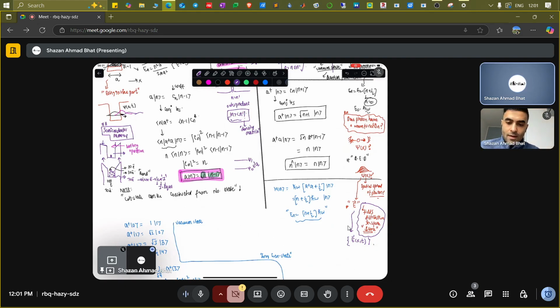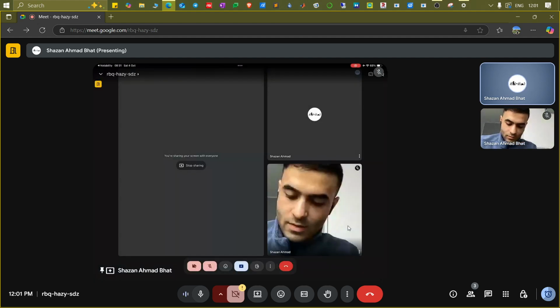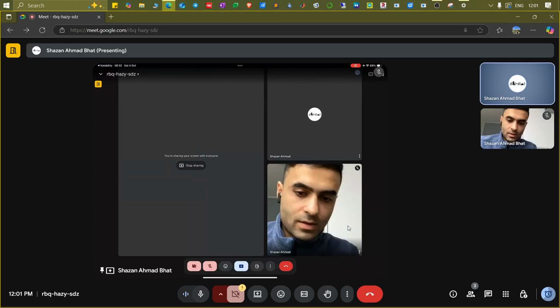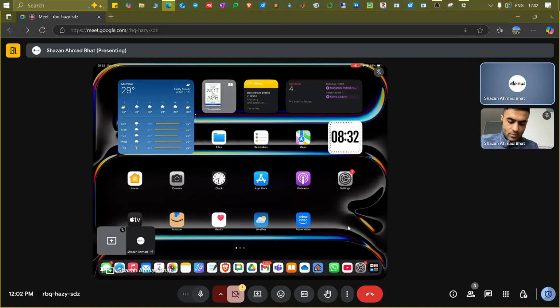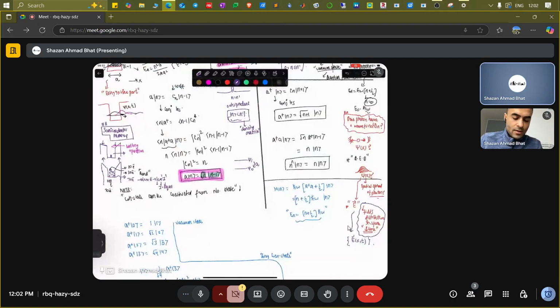Similarly, if you have, I'm just worried about the timing. Why is it showing the timing? Because I cannot see it here. And if you just do it for the creation operator, then you're going to get square root of n plus 1, and you're going to get one energy level above.